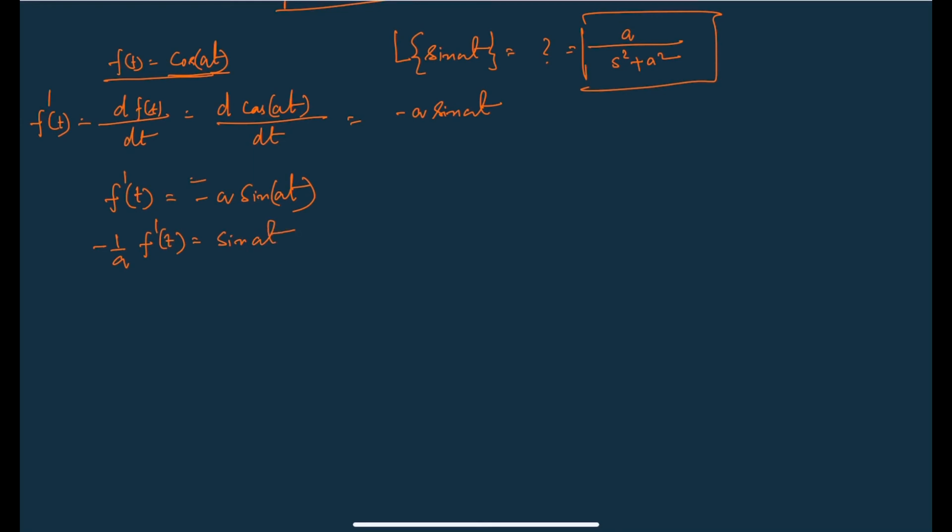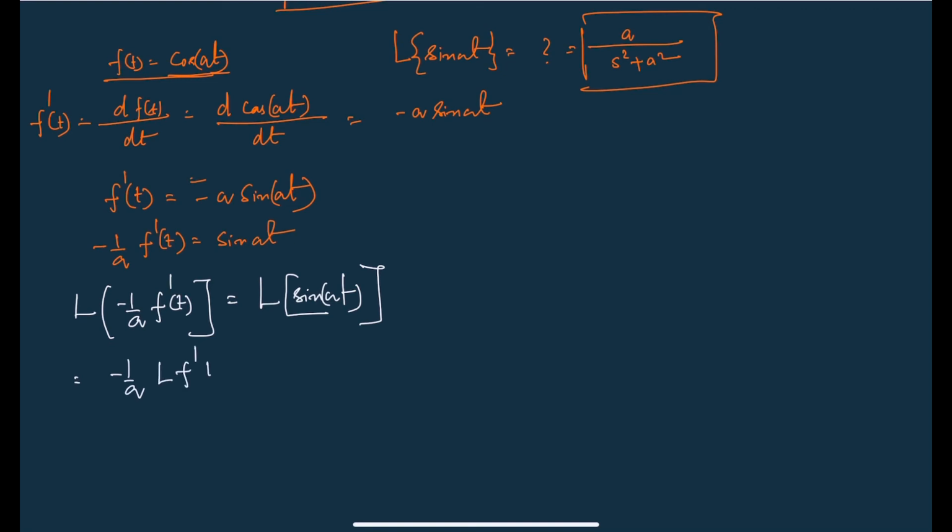Now we go for the Laplace transformation on both sides. The Laplace transformation of minus 1 by a into f prime of t is nothing but the Laplace transformation of sin a t. Then minus 1 by a is common, so the Laplace transformation of f prime of t is related to the Laplace transformation of sin a t. Now we can use the derivative formula here.